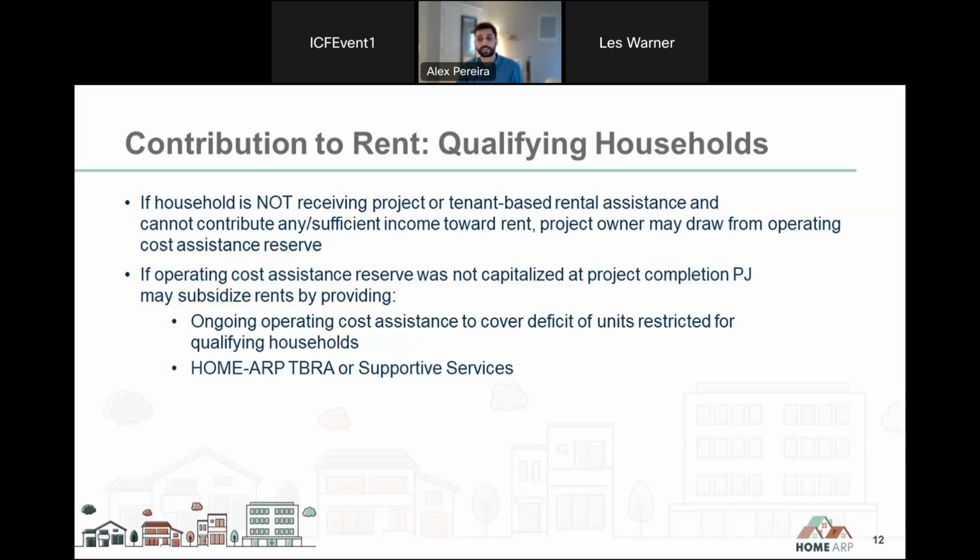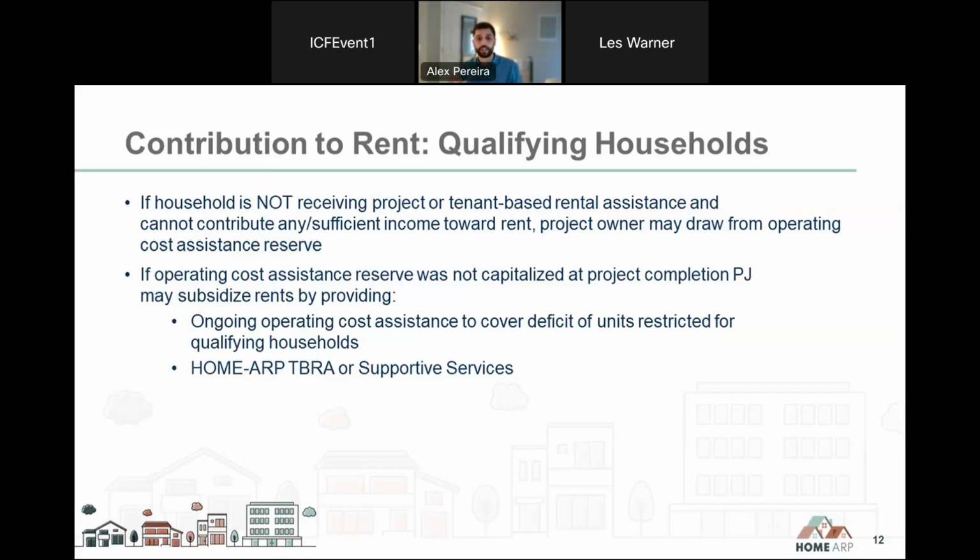In those cases, HOME-ARP allows for operating cost assistance to be in place, to be funded by HOME-ARP. And if there is a reserve that's being funded for that purpose, the project owner may draw from that reserve to cover that gap that's created. Again, if there is no project or tenant-based rental assistance in place and the household's income isn't sufficient to fully contribute towards rent.